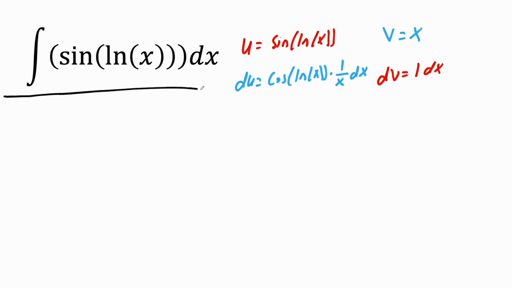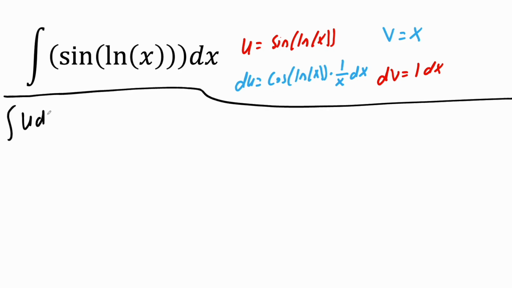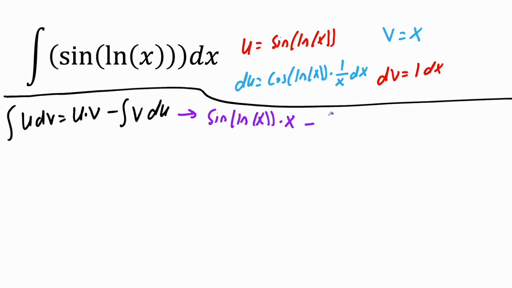Now we're going to write down the formula for integration by parts. So we have the integral u dv is equal to u times v minus the integral v du. And all we're doing now is just swapping. So I know u is this, so I'm going to straight up copy it. So sine(ln(x)) times v is x, minus the integral of v du, v is x, and du is this right here. So cosine(ln(x)), close it, times 1 over x dx.